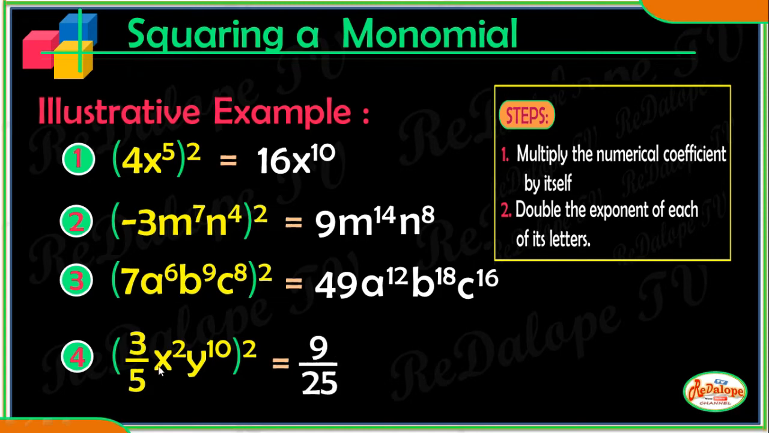And then retain the variables x, y. So we have x here and y. Then multiply the exponent. So 2 times 2, so that is the exponent of x, which is 4. 10 times 2, so that is the exponent of y, which is 20.